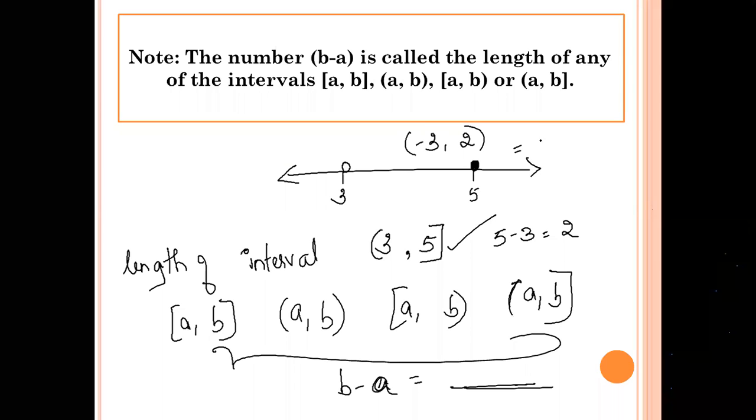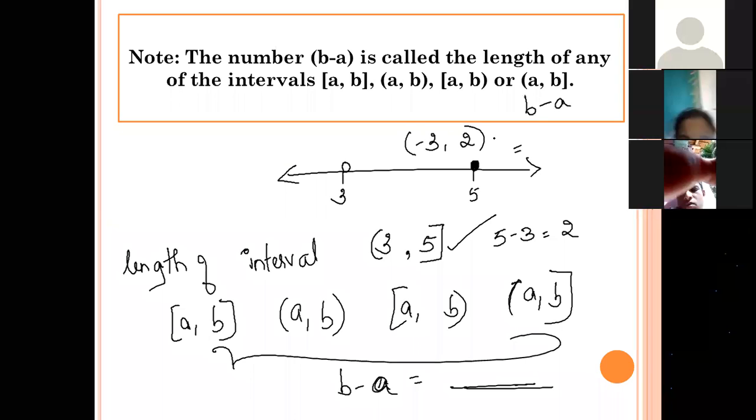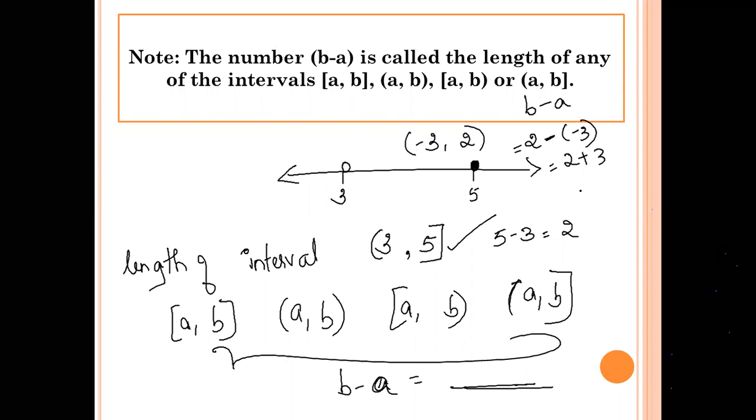What did I say? It should be b minus a. Correct? It is b minus a. What is b here? It is 2. Minus. What is a? A is minus 3. So the length is 2 minus into minus is? Plus. So 2 plus 3 is 5.